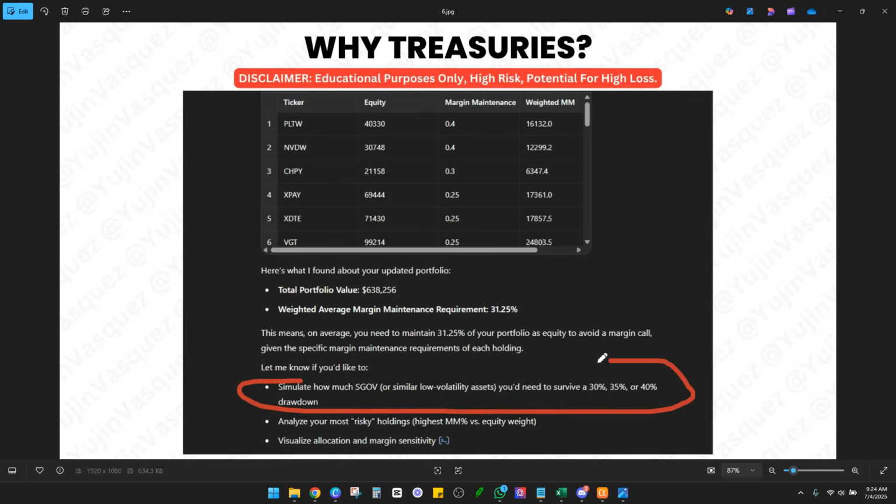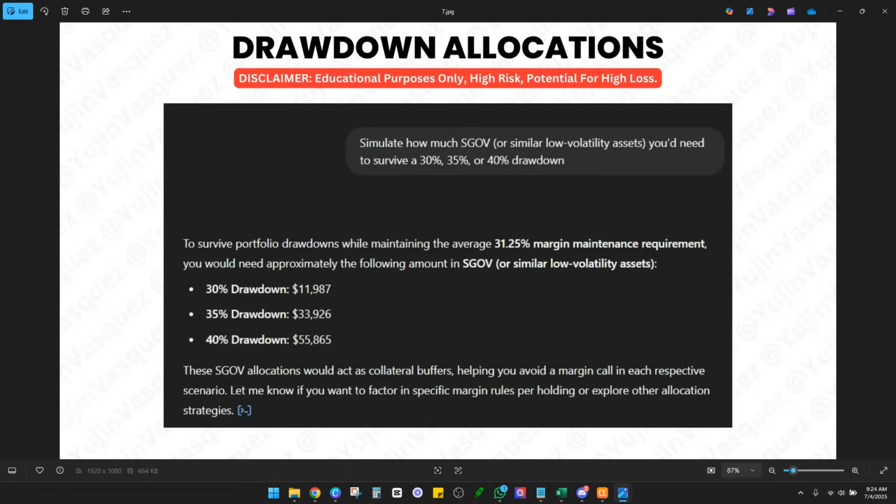Let's simulate how much SGOV I would need in order to survive a 30, 35% or a 40% drawdown. Maybe another Liberation Day or another Black Swan event or something like that. Like, how much money would I actually need in this portfolio? And this is what it told me. All right, to survive a portfolio drawdown, I would need $11,000 or basically $12,000 for a 30% drawdown, $33,000 for a 35% drawdown, or $55,000 for a 40% drawdown.